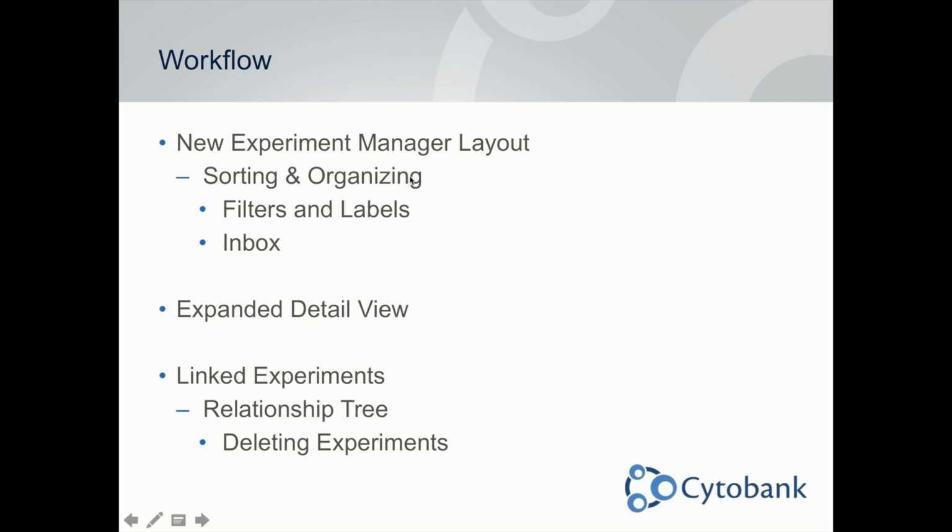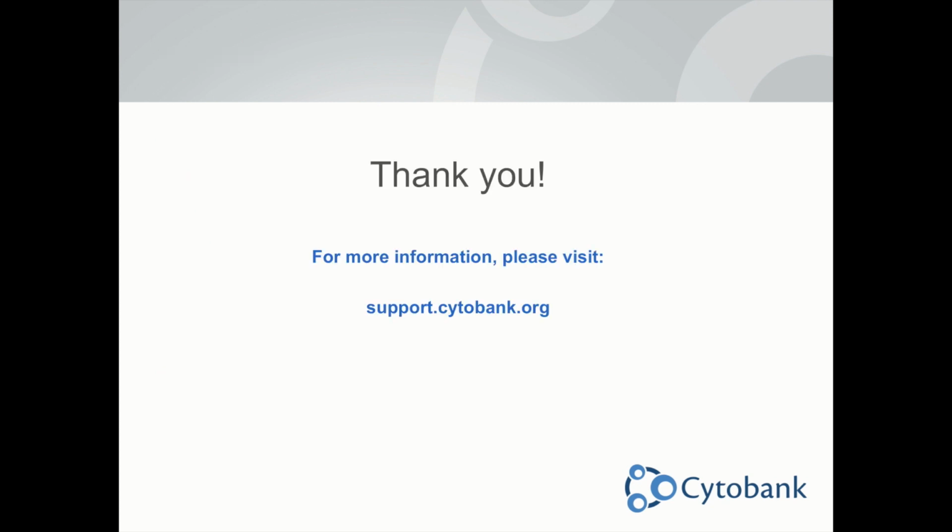So again, we covered the experiment manager layout, how to sort and organize, the different filters and labels you can use, how the inbox works when somebody shares a new experiment with you, the expanded detail view, so you can see a much more in-depth view of an experiment before you actually hop into editing that experiment. And then linked experiments, how they are related to each other and how the deleting behavior works. If you have advanced algorithm results from one experiment and you delete that experiment, they also get deleted unless you manually unlink them.